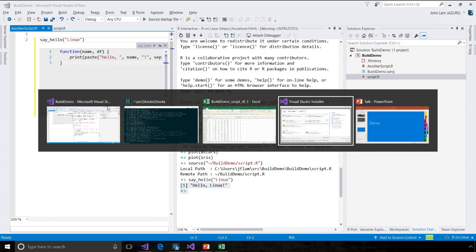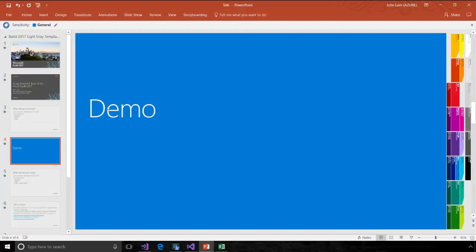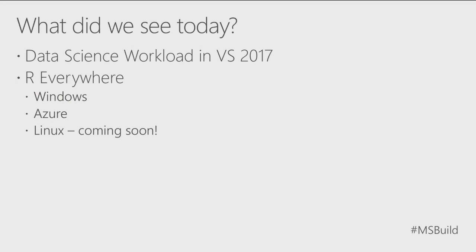So let's switch back over to the slides. We're now done with the demo part of the talk. Let's recap what we saw today. In Visual Studio 2017 Update 2, you have the new data science workload functionality. So you just click on the data science workload and it will install everything that you need to start working with R, with Python, as well as F# inside of Visual Studio.